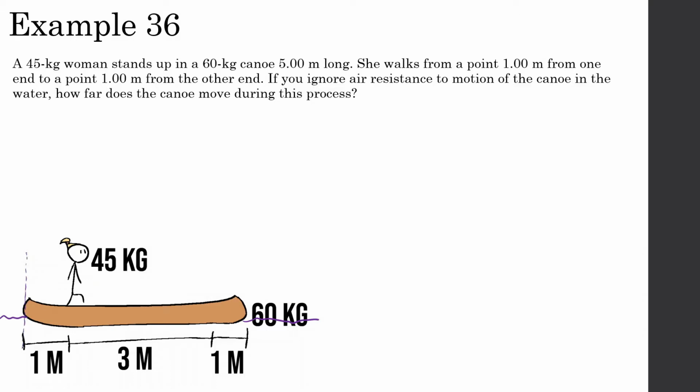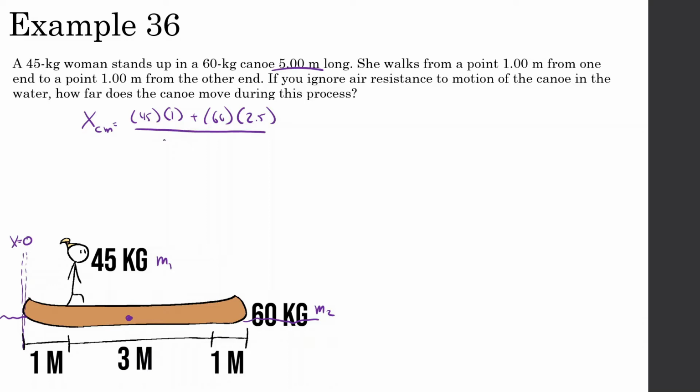So right now, making this the reference point all the way at the end, let's try to find what the center of mass is from the beginning before she starts moving. So we're going to do center of mass is equal, let's call this one M1. We'll call the boat M2. So M1 is 45 kilograms. She's located 1 meter from the 0 point. Then we have the boat, which is 60 kilograms. And since it's uniform, it's going to be right in the middle. And if this is a 5 meter long canoe, that means right in the middle is 2.5.